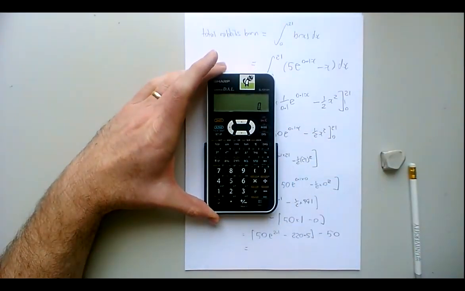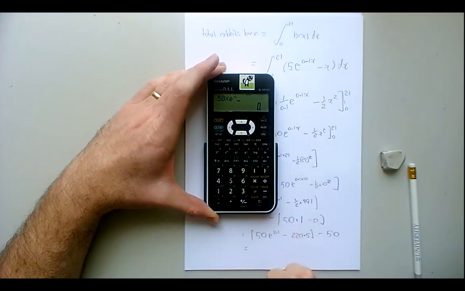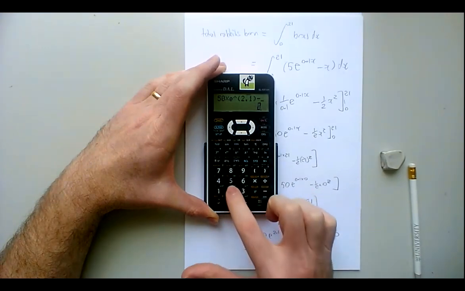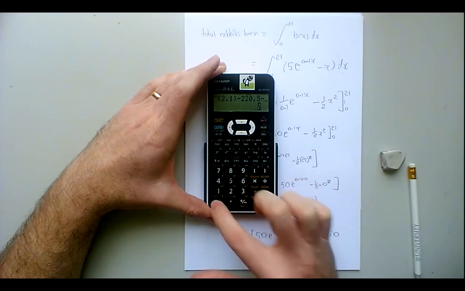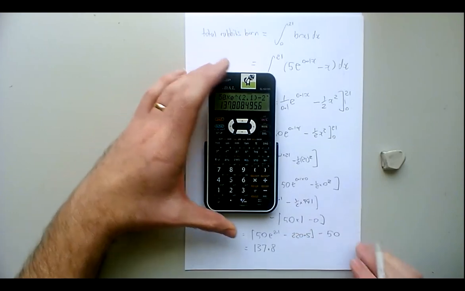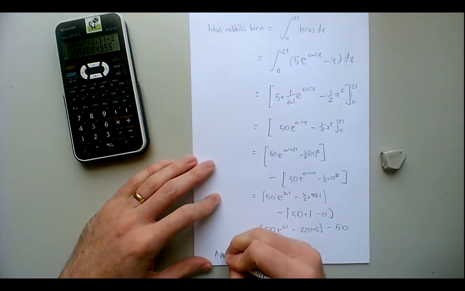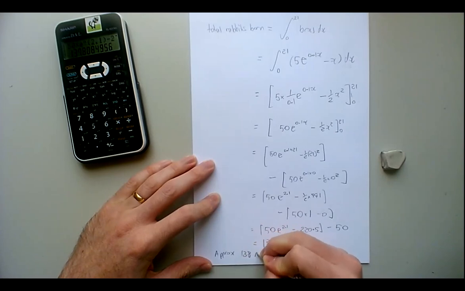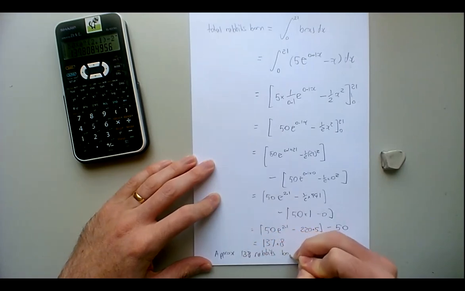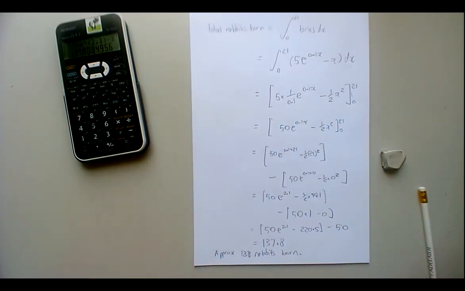Let's see. 50 times e to the power of 2.1 minus 220.5 minus 50. 137.8. So we've got, well, approximately 138 rabbits. It was only a model anyway, so I reckon we can just round off. So approximately 138 rabbits born. Okay. Cool. We've got our answer.